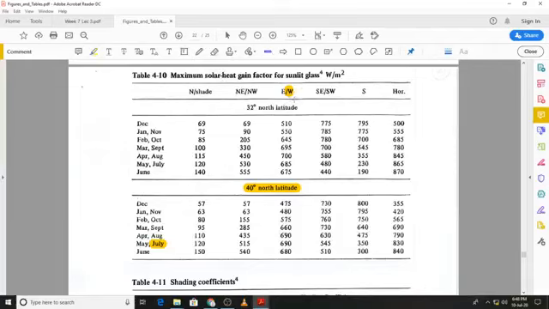And once we have got that information, we again find out the value of maximum SHGF, that is solar heat gain factor, which is 690 watts per meter square, and that is the value you will see we have used in the solution. The next is the shading coefficient, for which we move to table 4-11.